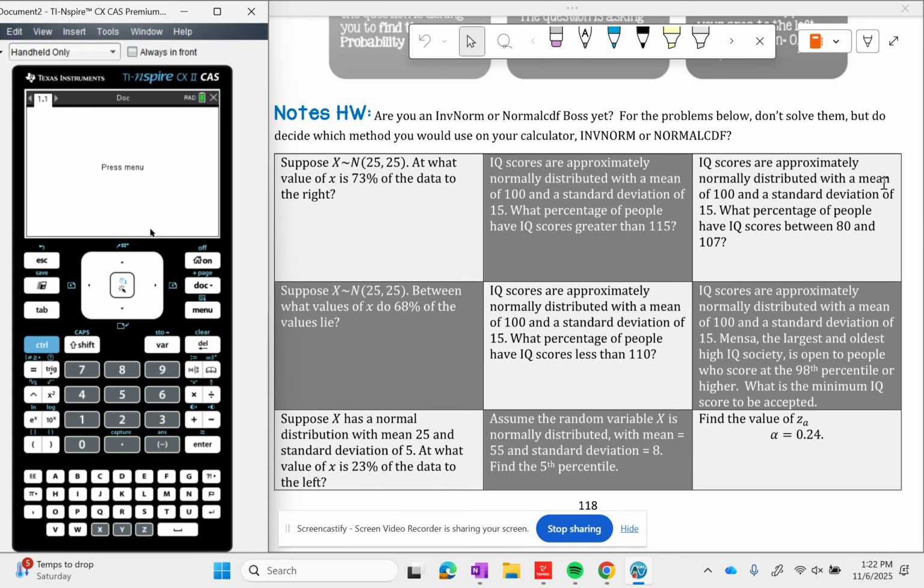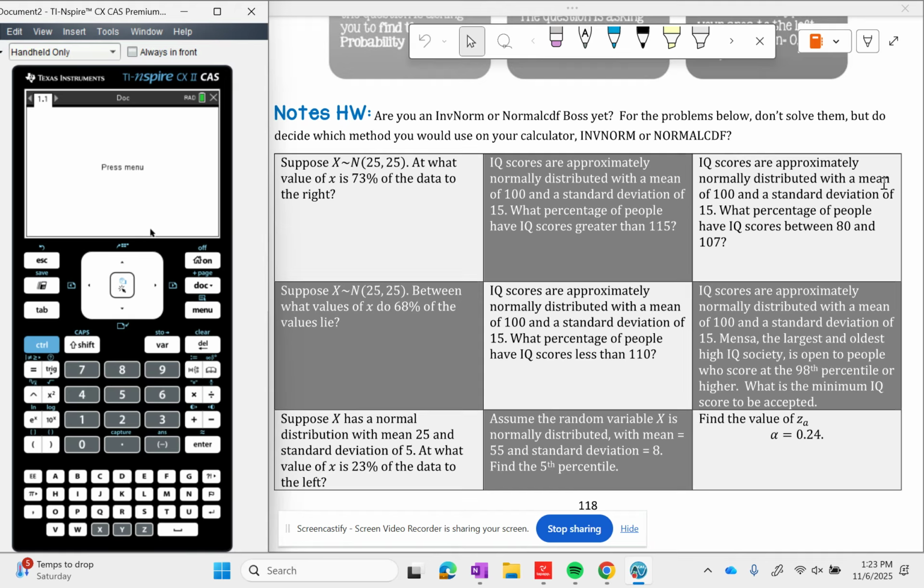IQ scores are approximately normally distributed with a mean of 100 and a standard deviation of 15. What percentage of people have IQ scores less than 110? Nathan, what do you think? Oh, sorry, I didn't see you there. I'm working ahead. It's okay, somebody help Nathan out. What'd you get? Norm CDF. Norm CDF. He's a good guy.